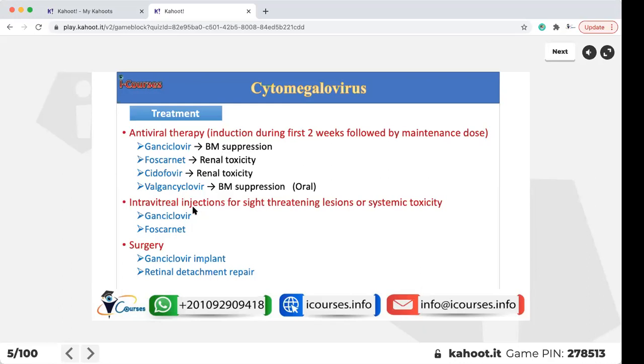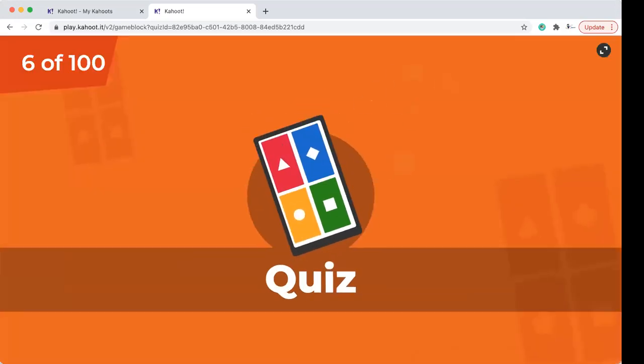Other forms of the drugs are also available to minimize the systemic toxicity, like intravitreal injection. This is available for ganciclovir and foscarnet. We can also implant a ganciclovir implant, and there is a surgical role in cytomegalovirus retinitis, to manage patients with retinal detachment. If anything is not clear, please let me know. Okay, let's move to the next question.